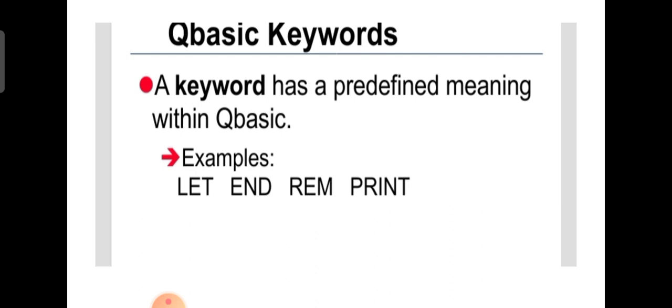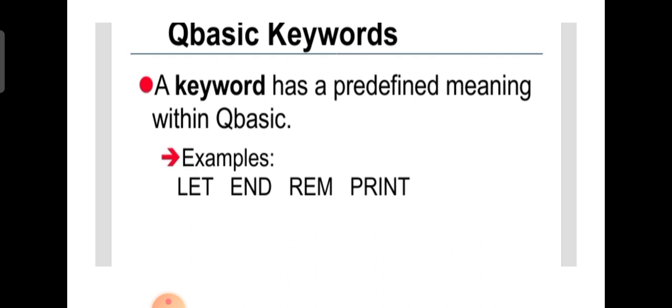Second part is your QBasic keywords. Now what are these keywords? Like in your English dictionary, we have a list of words with specific meaning which we use in our sentence. In a similar way, there are some keywords, or we can say reserved words, with some special meaning and action in QBasic. These are known as keywords. Examples are let, end, rem, print, CLS, for next, input, and so on. These are some reserved words which have some special meaning in QBasic.